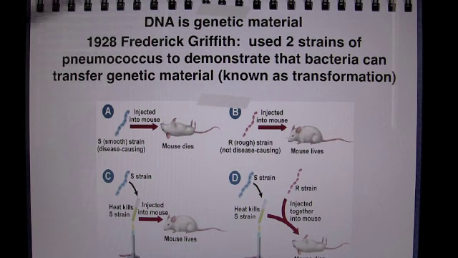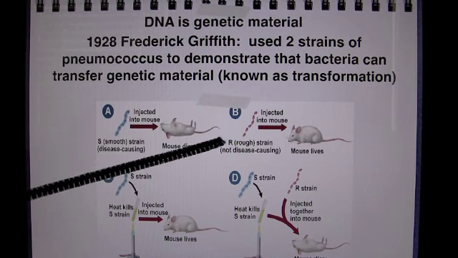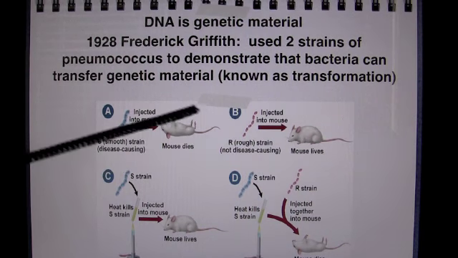First of all, DNA is genetic material. In 1928, Frederick Griffith used 2 strains of pneumococcus to demonstrate that bacteria can actually transfer genetic material. Here you'll see he injected the S strain of that bacteria into a mouse. The mouse died. Then he injected a different strain, the R strain, into a mouse, and the mouse lived.